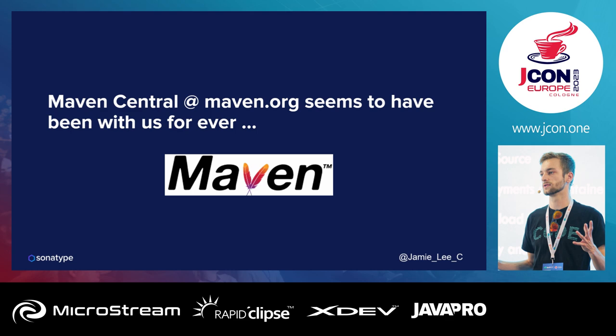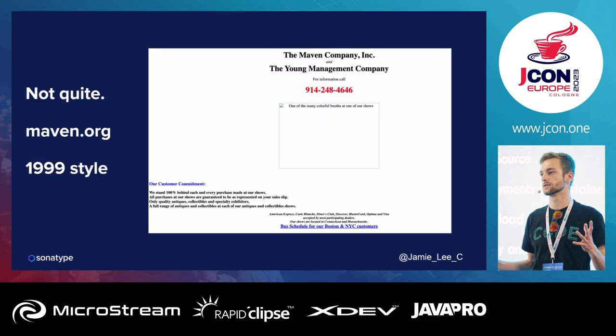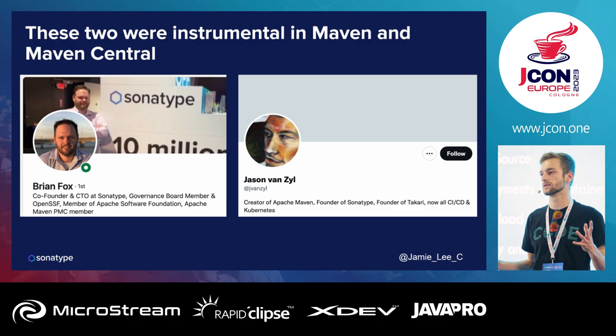So, like I mentioned, Maven Central seems to have been there forever. It's kind of the go-to place generally to get your open source Java dependencies. I couldn't get a screenshot with the image because it doesn't exist anymore, but this is kind of how Maven started. This was the main web page for maven.org. As you can see, websites have changed since 1999. Well, some of them have, but this is kind of what it looked like back then.